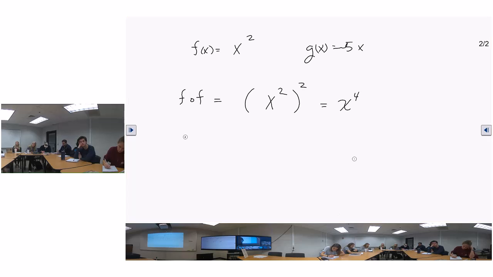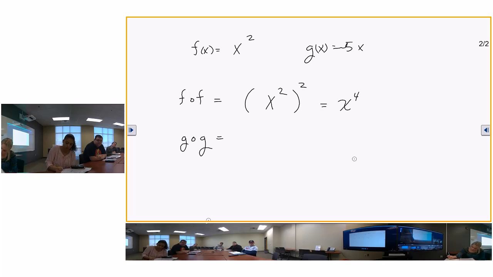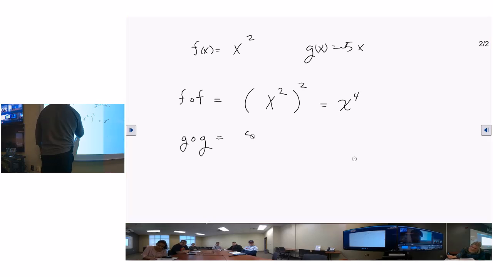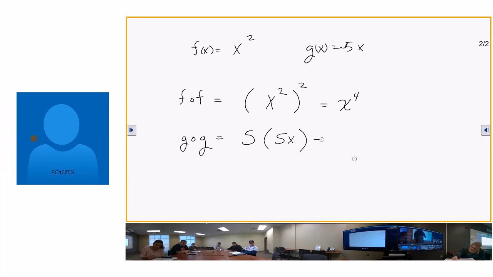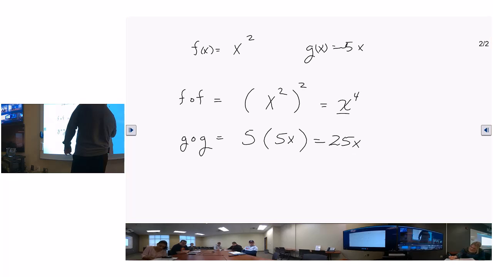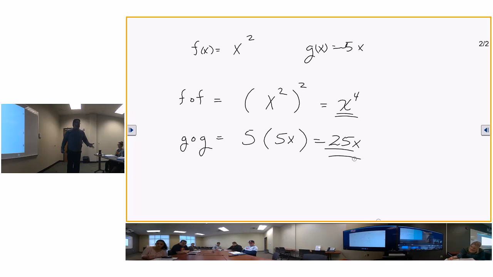Now I'm going to do g composed of g. That's going to be 5 times a big set of parentheses, and then what am I going to plug into the parentheses? 5x. You get 25x. And that's how you do compositions. Now, let's go back to the text, and let's see if we can figure out how to do that one now.